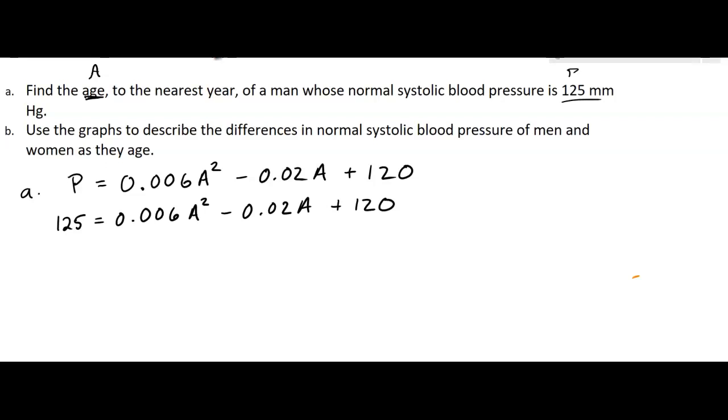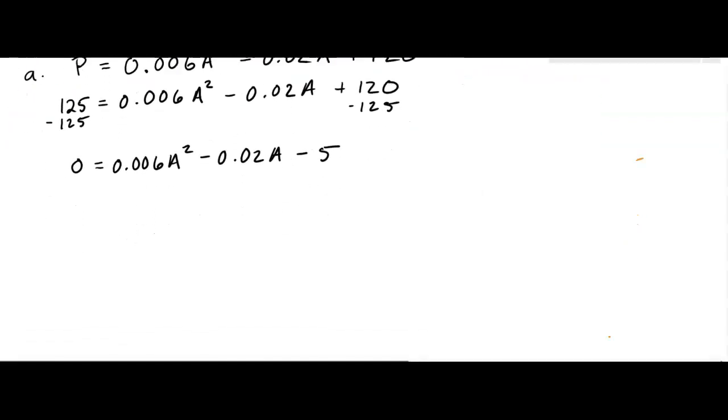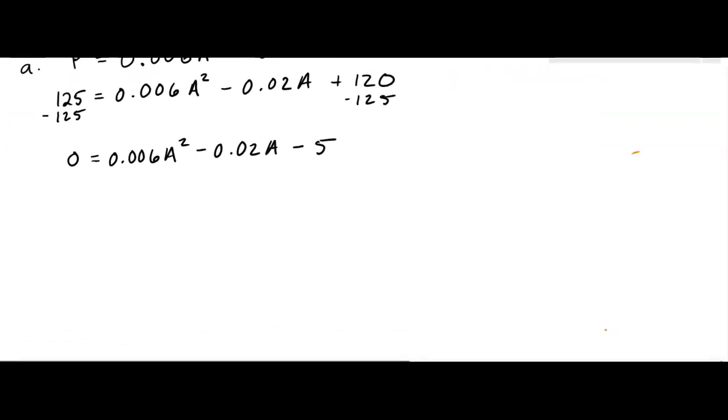And then it is a quadratic equation. We're going to set it to 0 by subtracting the 125 off both sides. And so we get 0 equals 0.006a squared minus 0.02a minus 5. Now that is a quadratic equation. We can see what a, b, and c are. I'm not going to try to factor it. I'm not going to try to do anything with it. Just go straight to the quadratic formula.